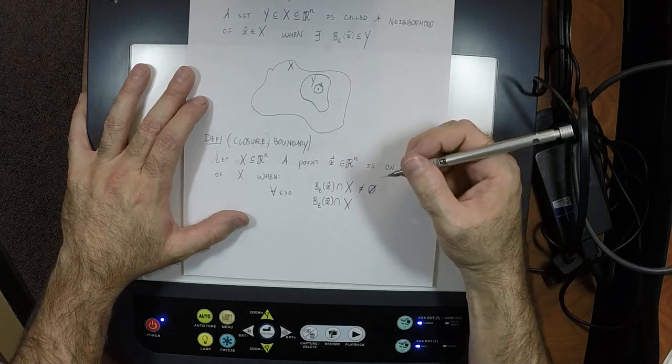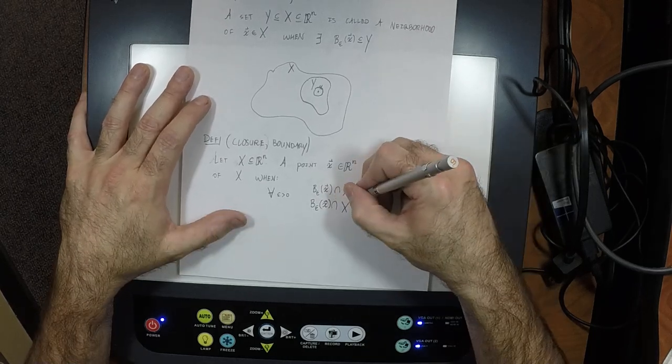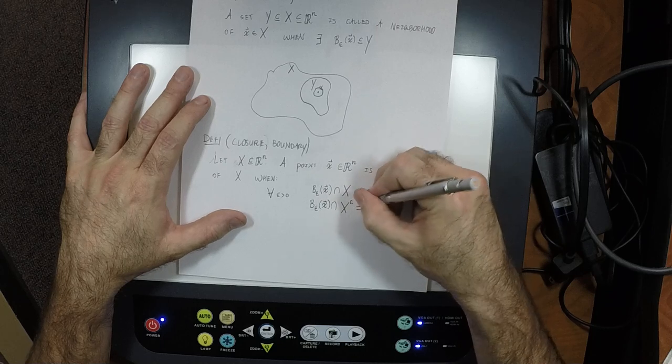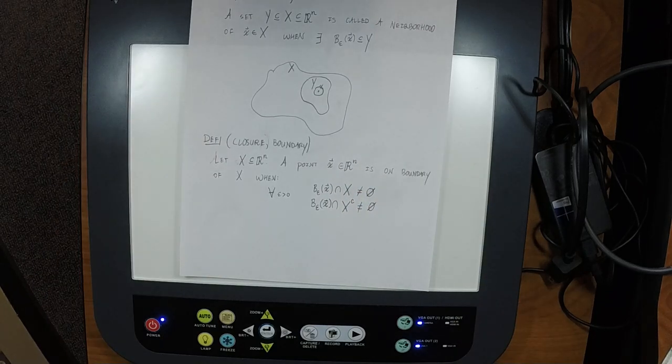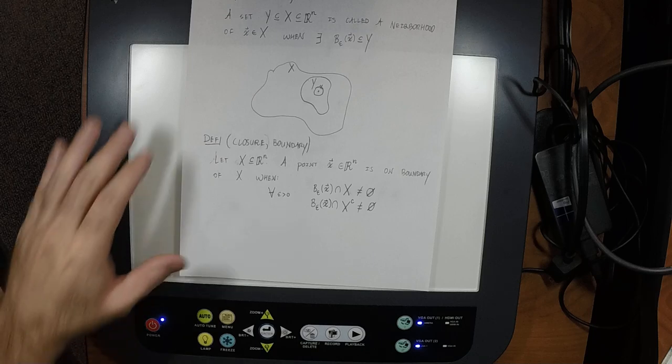How are we going to denote the complement? Little c. Little c, okay, is also not empty. Okay. So let's try and understand the meaning of this. What this is saying is that vector x is a point that may be in set X, it may not be in set X. But when you draw a ball around point x, you can't separate it from the set or its complement. You can't cause a separation to occur.